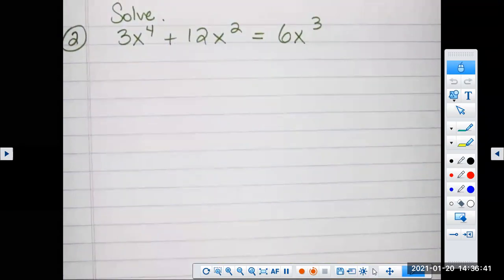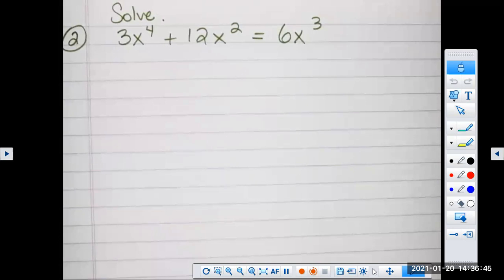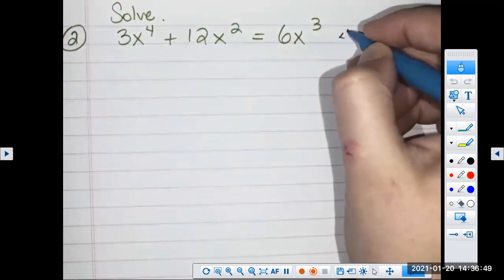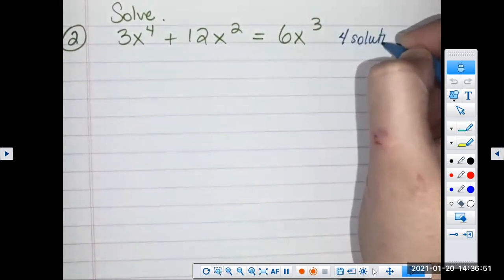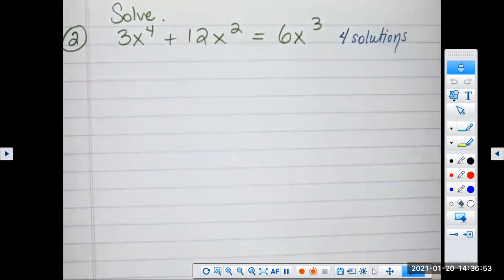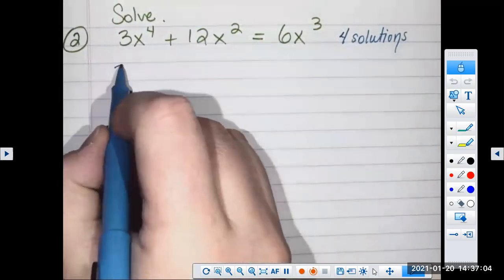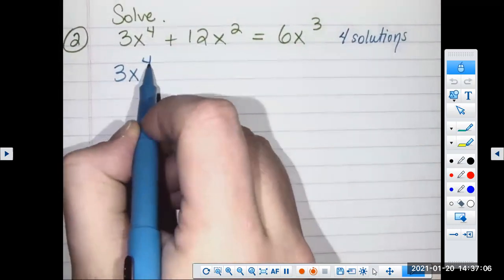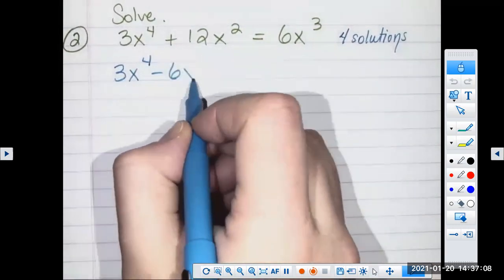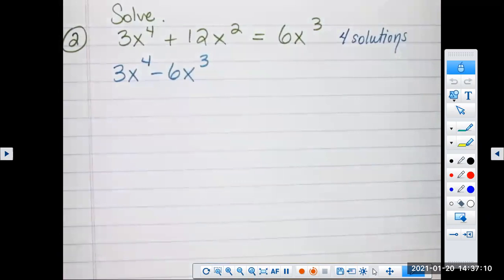All right, for this number 2, what is your degree? What's your highest exponent? 4. So you should have 4 solutions. Make sure it's set equal to 0. The easiest thing to do, bring 6x to the third to the left side.